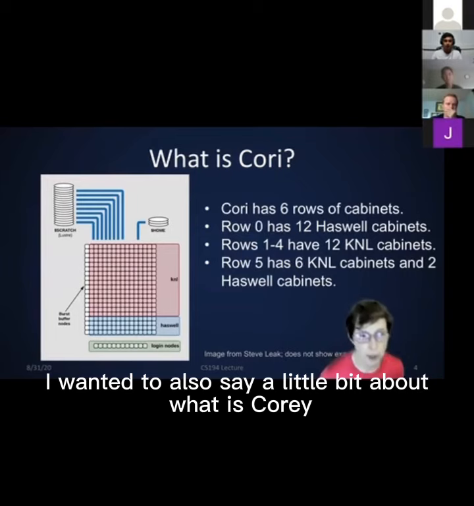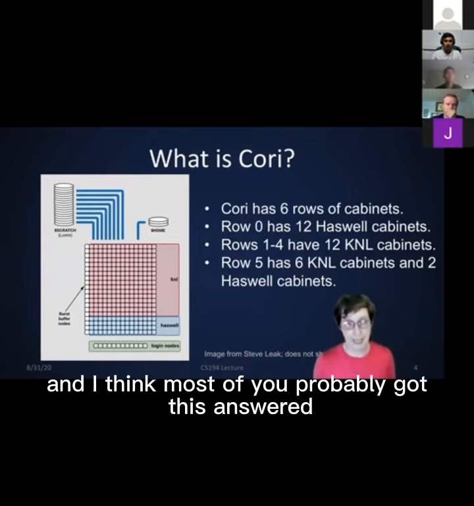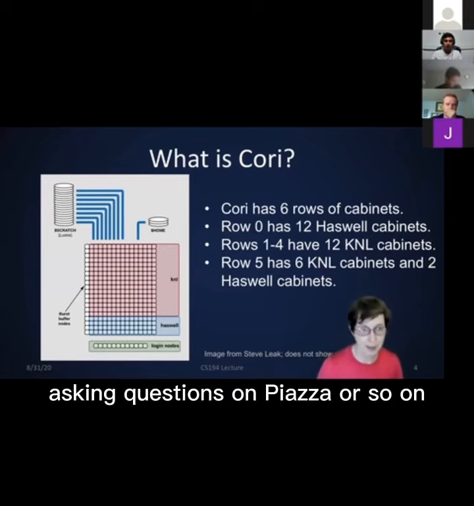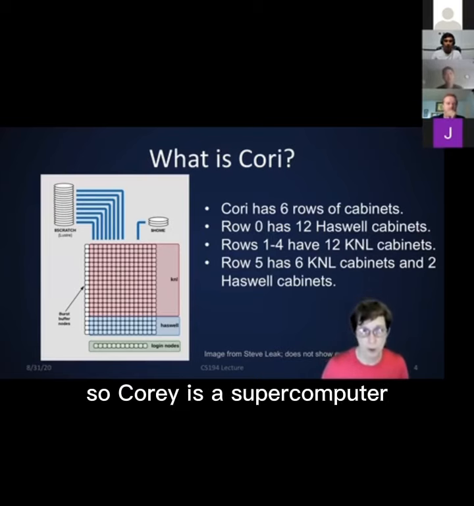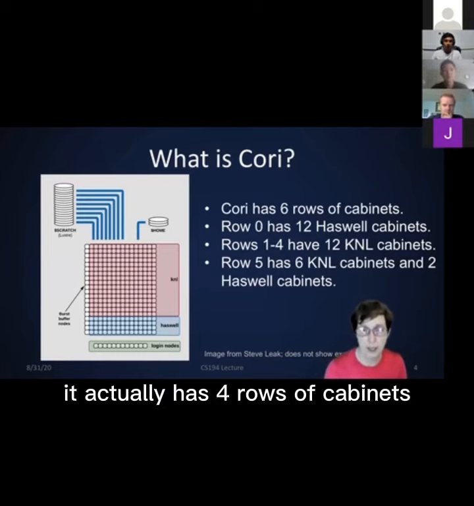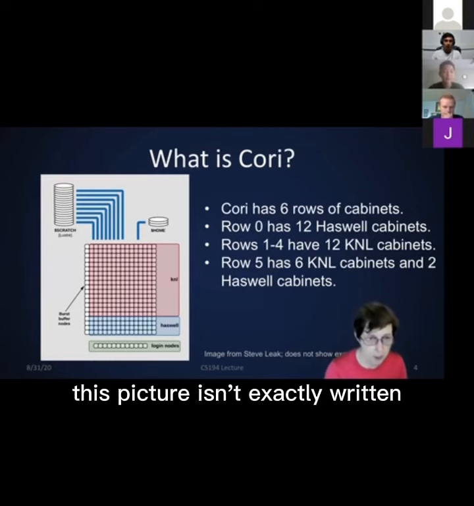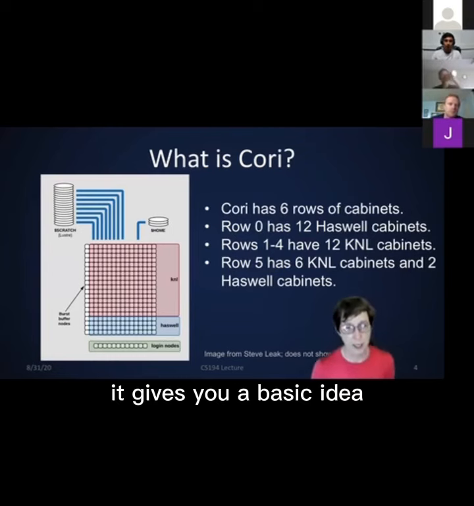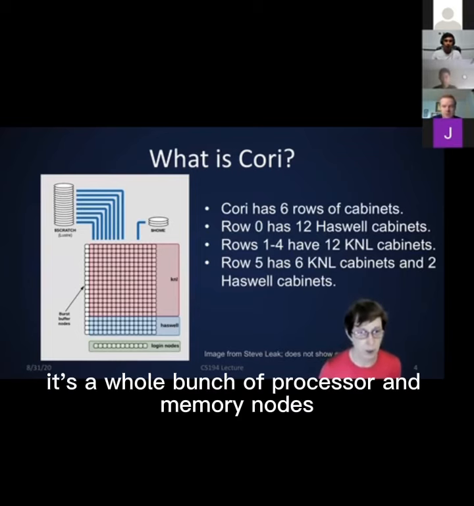So I wanted to also say a little bit about what is Cori, and I think most of you probably got this answered through reading things on the internet, asking questions on Piazza or so on. But just to be clear, Cori is a supercomputer that is made out of many racks of computers and of processors. It actually has 4 rows of cabinets. This picture isn't exactly the right shape, but anyway, it gives you a basic idea. It's a whole bunch of processor and memory nodes.